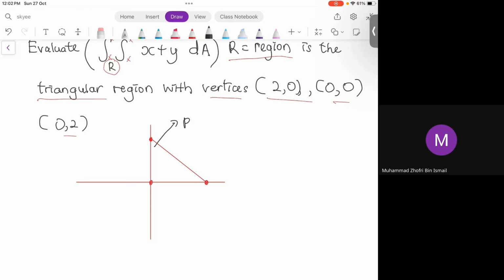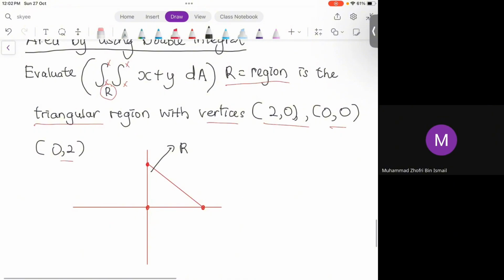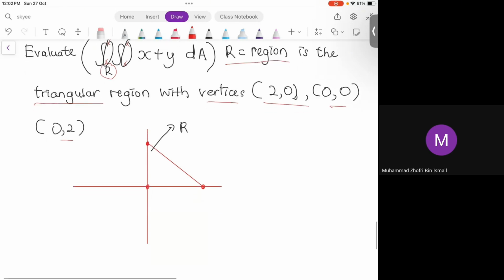So this one will be your region. This is the region R. They tell you the region R. So you have to define the interval yourself now. To define the interval, we have two techniques. One is the vertical strip technique, and the other is the horizontal strip technique. We go to the vertical strip first.